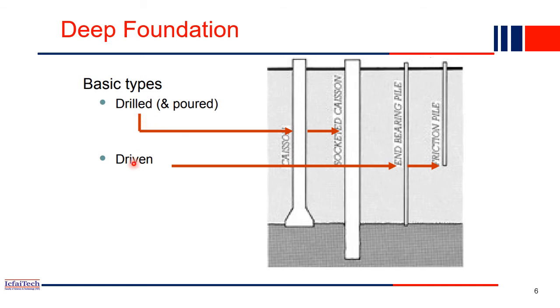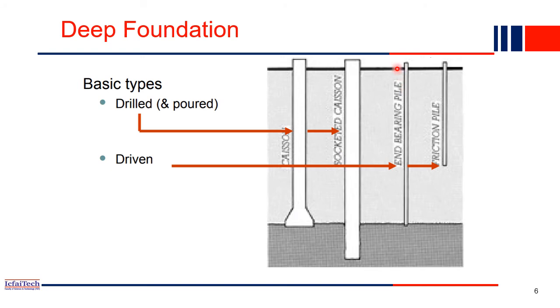In deep foundation there are also two types. One is drilled or poured, and another one is driven type. What is drilled? Drilled means you make a hole in the ground through maybe an auger boring machine or something. Make a hole in the ground, first insert reinforcement, and then you pour concrete. So this is the drilled and poured type of pile.